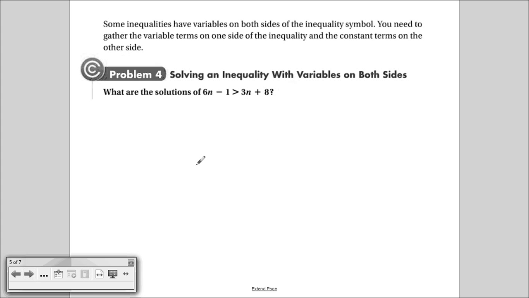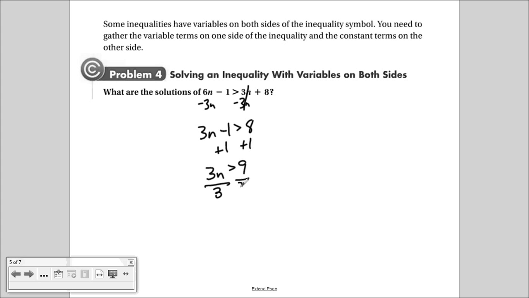Okay, let's try 2 more. What are the solutions of 6n minus 1 greater than 3n plus 8? So now we have variables on both sides of the inequality. This doesn't change much. Okay, we still have to subtract and move our n's over to one side. 6n minus 3n is 3n minus 1. Add 1. Divide by 3. And n stays greater than 3. So if we were asked to check this, we would pick a number greater than 3, like 4 or 5 or 6, and plug it in. And if it was still true, that means we did it right. If not, I would say go back and redo it.